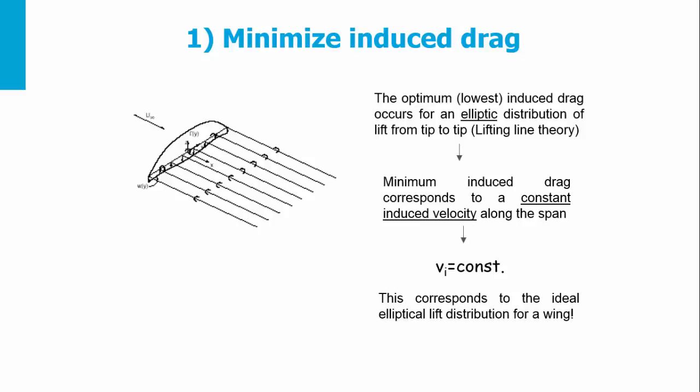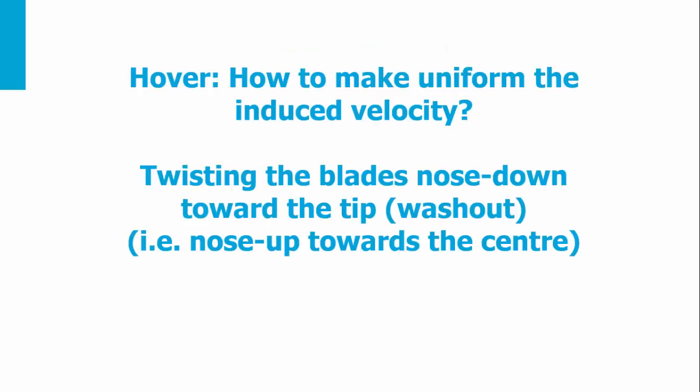It follows that if we are able to distribute uniformly the induced velocity on the rotor, we will have the ideal elliptical induced velocity and we will have the best distribution of the lift. How to do this? How to make uniform the induced velocity? The most used solution in the industry is to twist the blades nose down towards the tip, the so-called washout. Therefore, nose up towards the center.